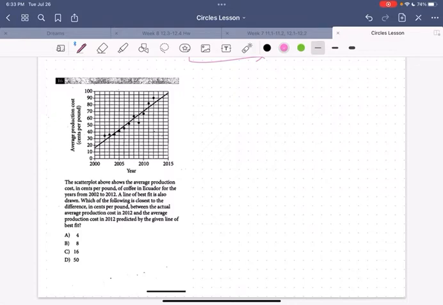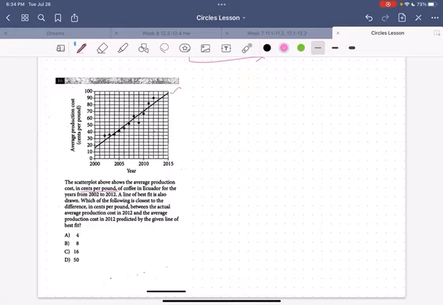The scatter plot above shows the average production costs, in cents per pound of coffee in Ecuador for years from 2002 to 2012. Whenever I'm reading a question, I like to underline the units and the main parts that they're talking about, and not the background information. In this first sentence, I'm just going to pay attention to this. I'm not sure if that's relevant yet, but just in case. A line of best fit is also drawn. See, they always have a line of best fit drawn for you here.